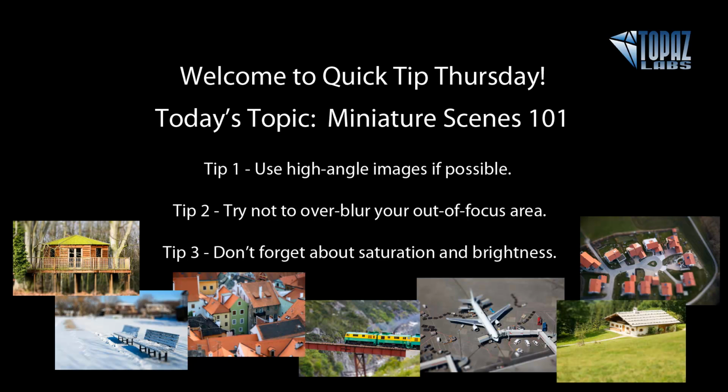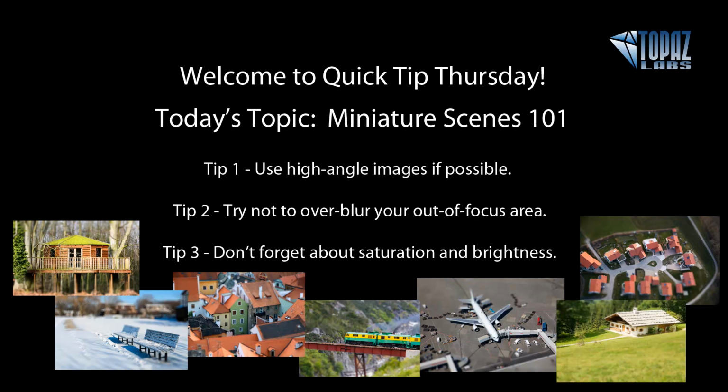Tip number 1, use high-angle images if possible. Because we're trying to simulate a scale model image, like we're actually looking at tiny scale model toys instead of a real life-size image, the easiest way to get our mind's eye to really be fooled into believing that is to be at a high vantage point. The reason being is models are small. So usually when you're actually viewing them, they're tiny compared to us, so we're usually looking down on them. It's going to be a more simple way to make your image feel like a scale model.